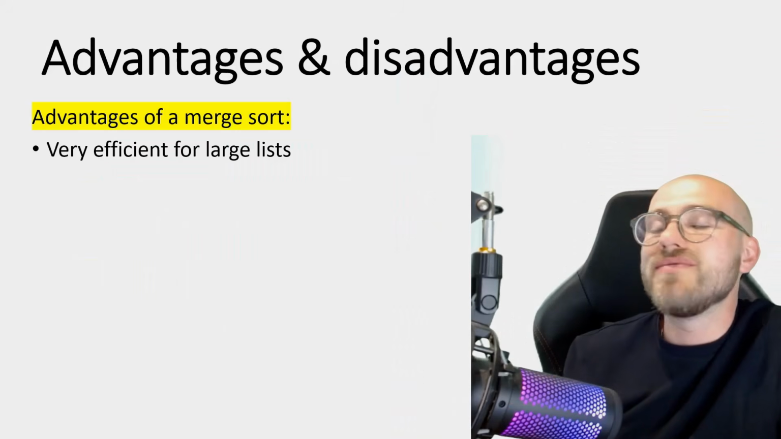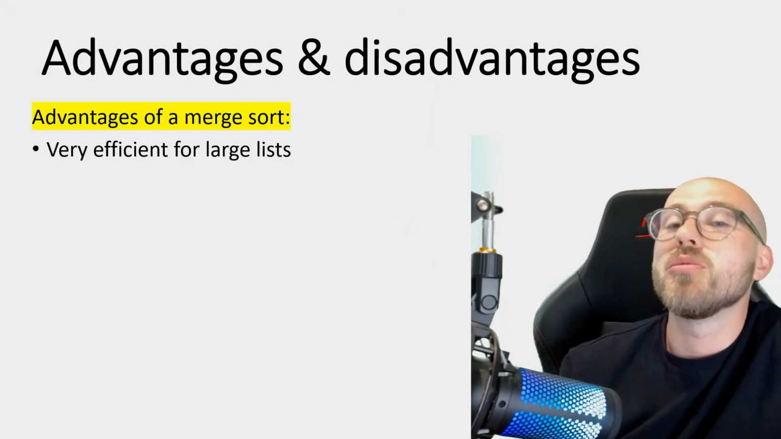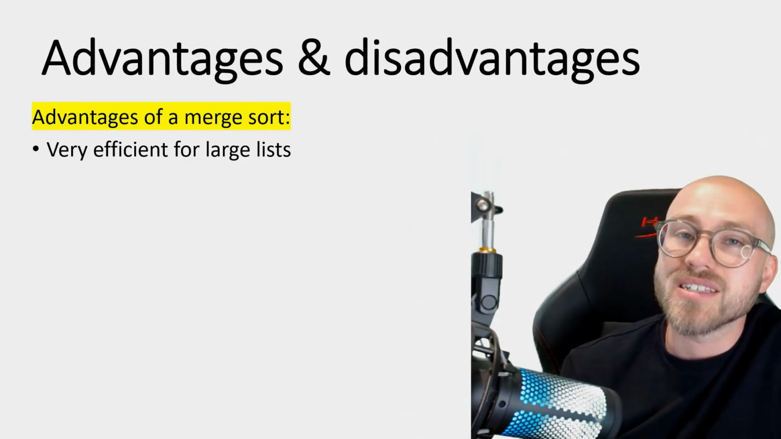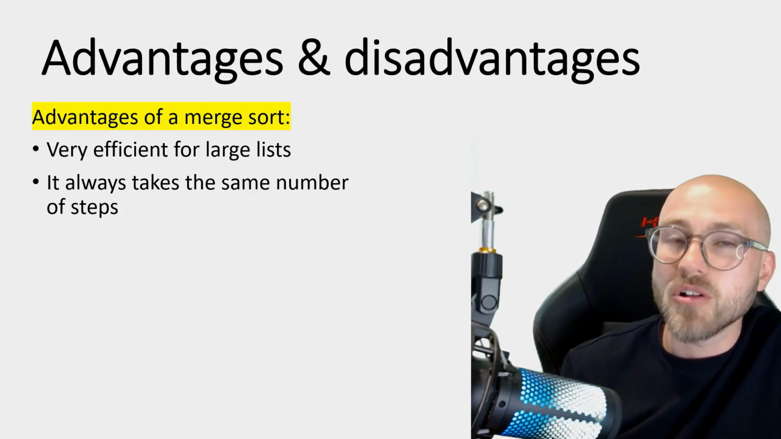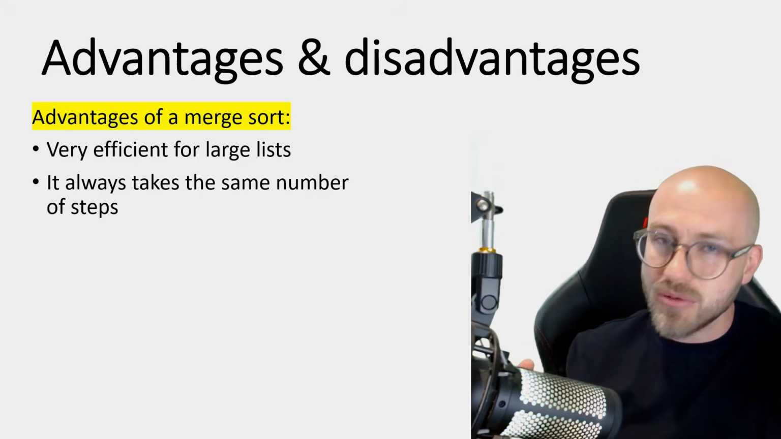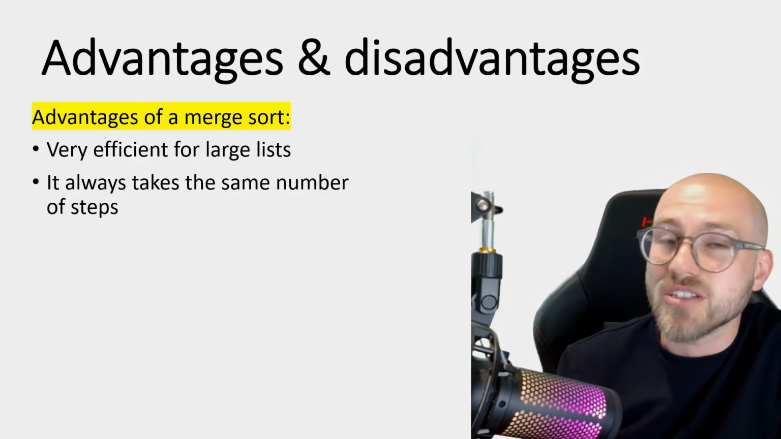So let's look at the advantage and disadvantage of the merge sort then. It's very efficient for large lists. It's much faster than the other ones that we're going to look at today. And it always takes the same number of steps. We did it with a little example, but let's say you've got tons of data, it will still take the same amount of steps to actually sort the data.